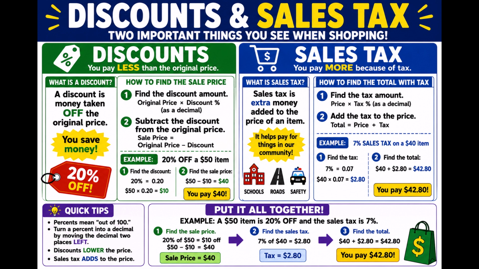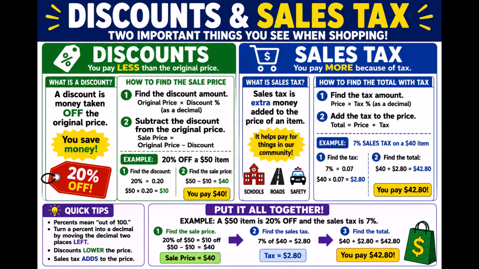Now let's learn about 2 things you see when shopping, discounts and sales tax. They do opposite things. A discount makes the price go down. Sales tax makes the price go up. A discount is money taken off the original price. That means you pay less and save money.